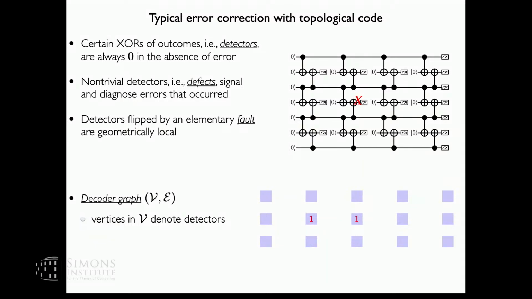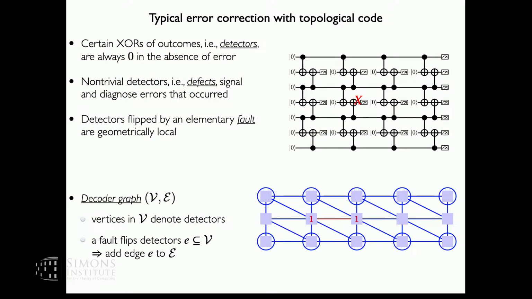An important observation is that the detectors flipped by an elementary fault are geometrically local. And by elementary, I'm referring to the stochastic Pauli noise attached to each of the elementary operations. Because they're local, we will have a very nice looking decoder graph. So actually, this is a complete decoder graph of what is going on at every level of this repetition code circuit. And we will associate the edges with faults.